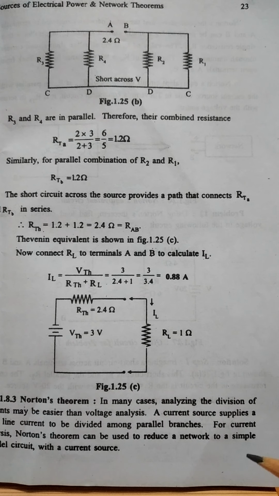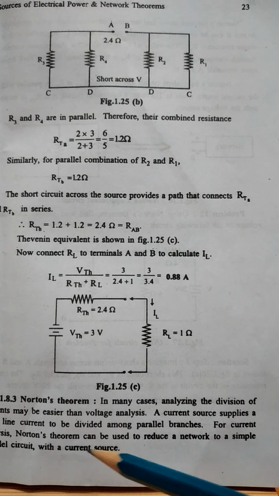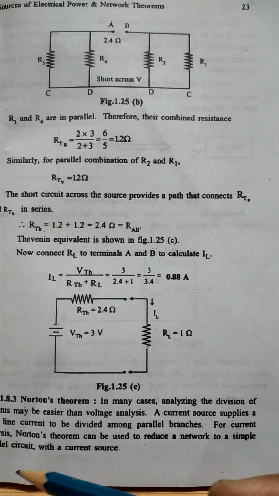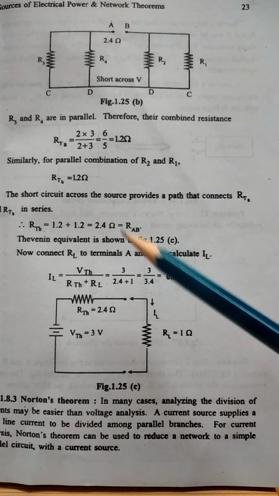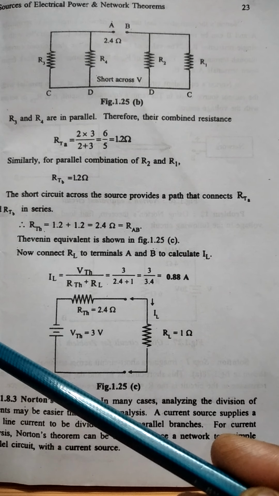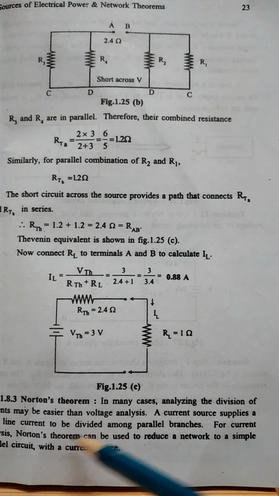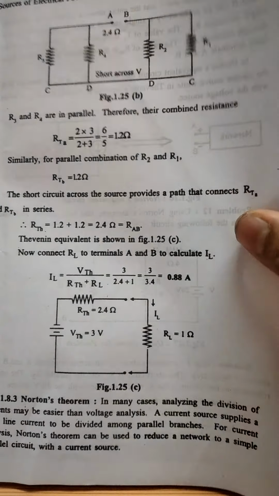Okay. In Norton's theorem, for current analysis, Norton's theorem can be used to reduce a network to a simple parallel circuit with a current source. Means in Thevenin's we see the voltage source, here we have to see the current analysis. So Norton's theorem can be used to reduce a network to a simple parallel circuit with a current source.